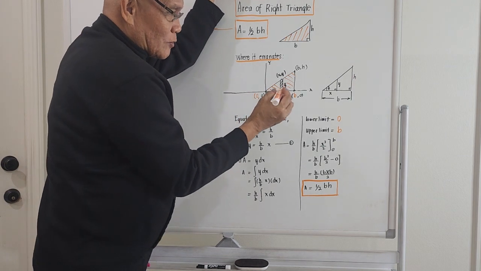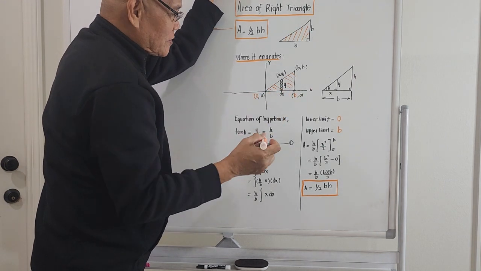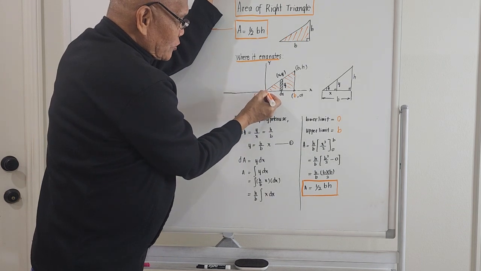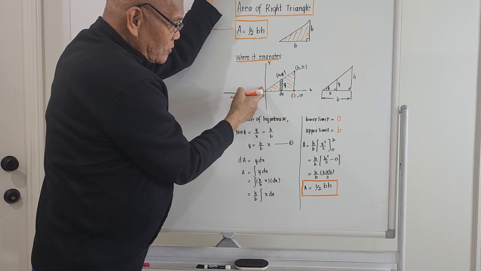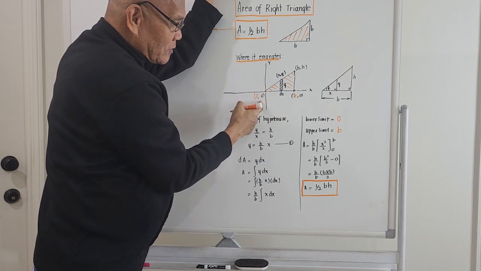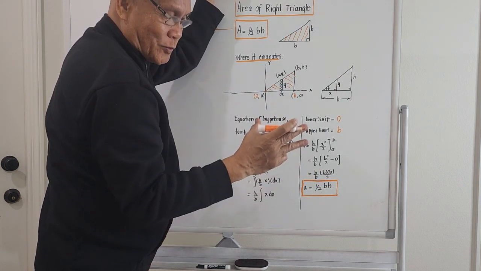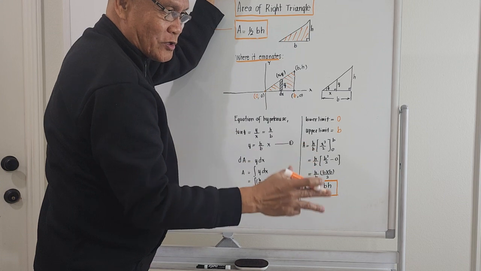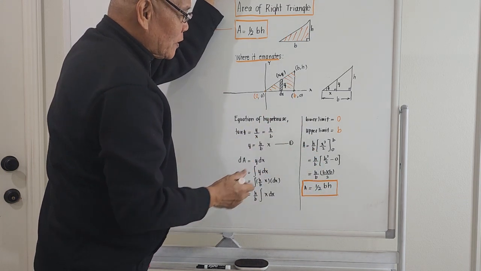If we try to place the coordinates, this point here is at the origin. X is 0, y is 0, so the coordinates are 0, 0. We need this in the calculation of the equation of the hypotenuse, because we need the equation of the hypotenuse for us to compute the area of the right triangle.